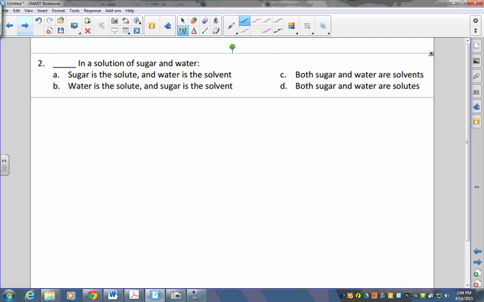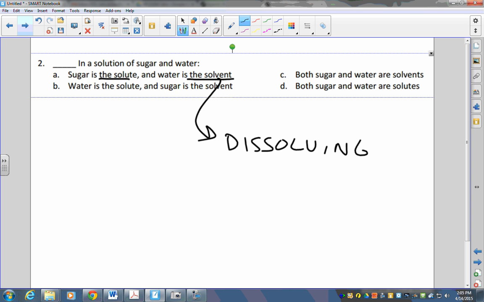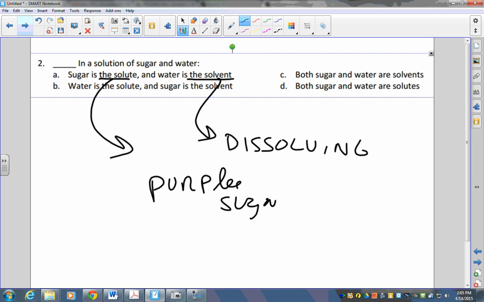Next one, we go to the next one. It says in a solution of sugar and water, sugar is a solute, water is a solvent. You need to know the definitions. Solvent is basically whatever does the dissolving. The sugar is the solute. So let's say you go to make grape Kool-Aid, right? You need a little purple sugar. You take a little purple sugar, drop that into a pitcher, add water. The sugar will dissolve in the water. So the sugar is the solute, and the solvent that does the dissolving is water.